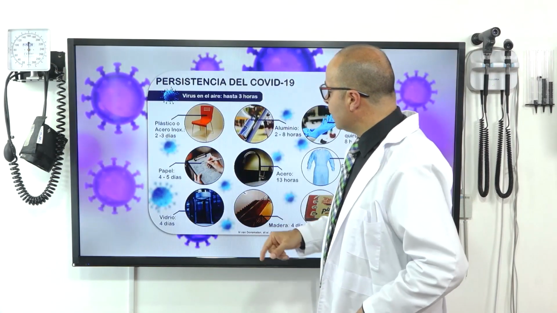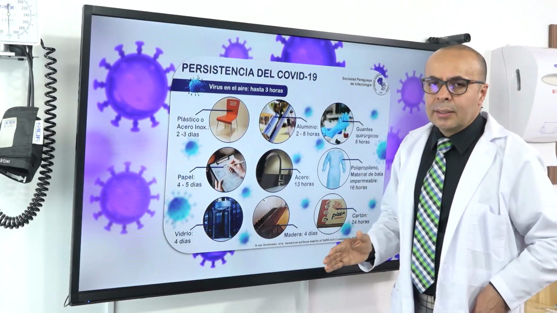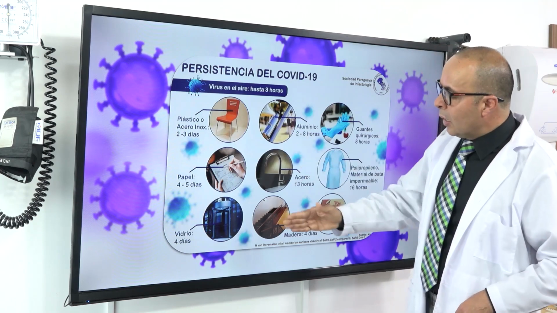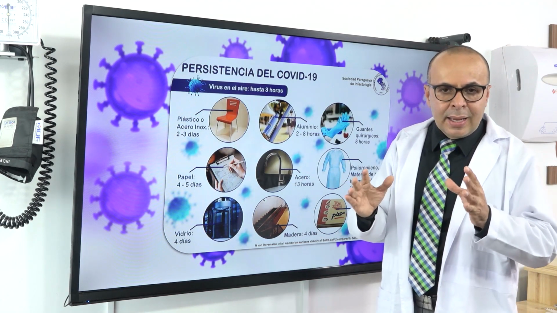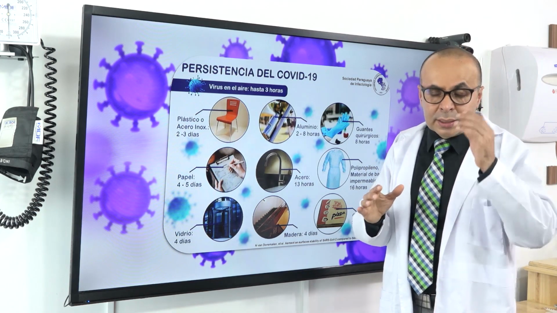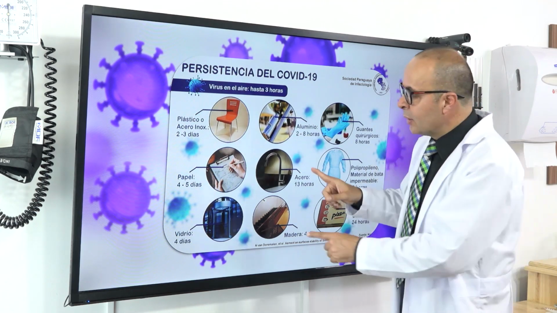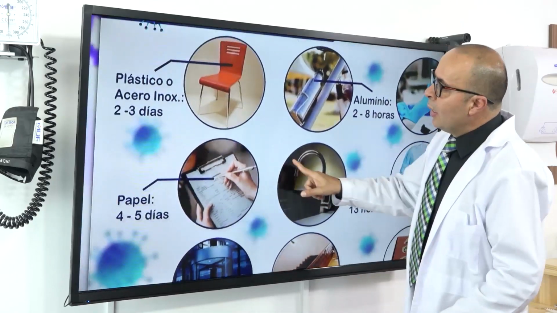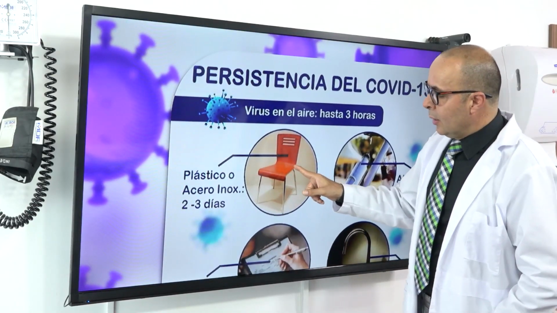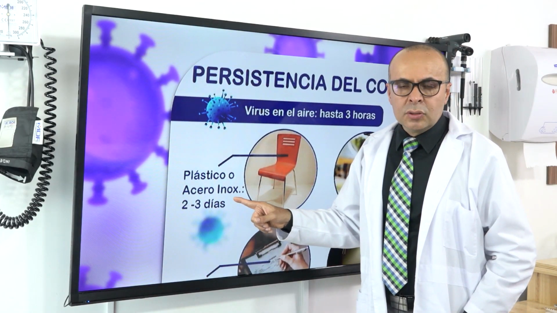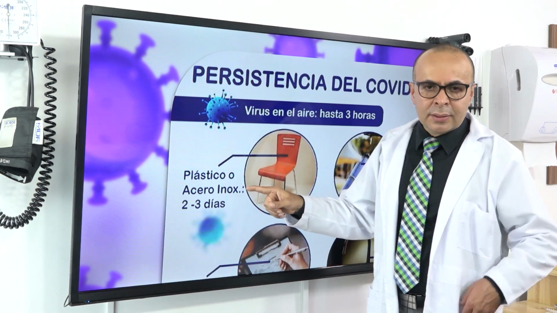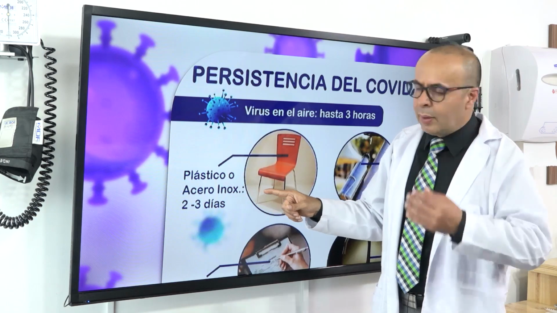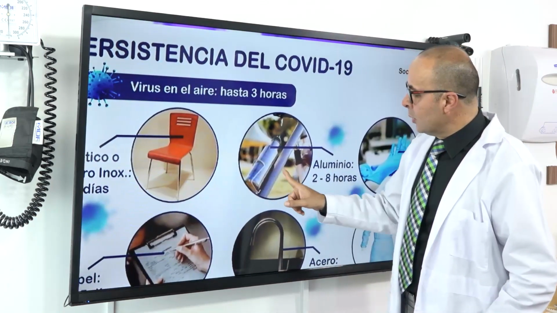Let's look at something interesting. The cousin of COVID-19, which is SARS type 1, can stay on surfaces for a certain period of time, and it is believed that with type 2, which is causing this pandemic, the situation is very similar. Look at this. On a plastic or stainless steel chair, the virus can remain there inactive for 2 to 3 days and activate itself when a person touches it with their hands and then touches their mouth.